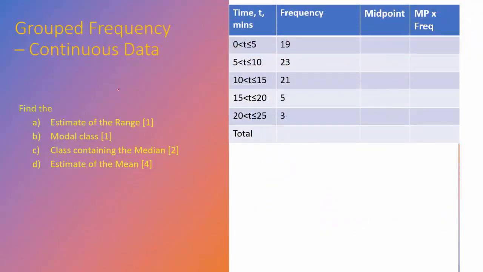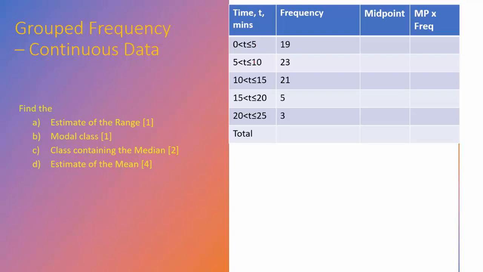So we're going to look at grouped frequency tables, and we're going to start off with an example with continuous data, and time is an example of continuous data. So what we have here is the time in minutes taken to complete a test paper. So we've got time between 0 and 5, between 5 and 10, 10 and 15, 15 and 20, 20 and 25. And the inequality signs help us to identify where these boundary numbers would go.